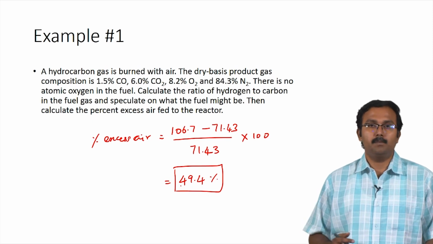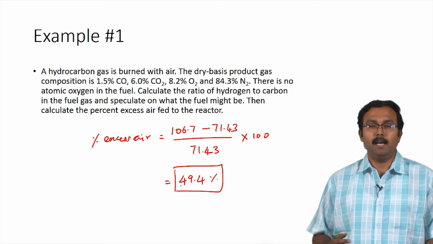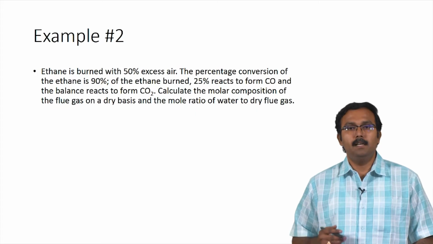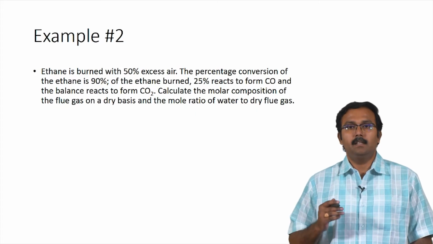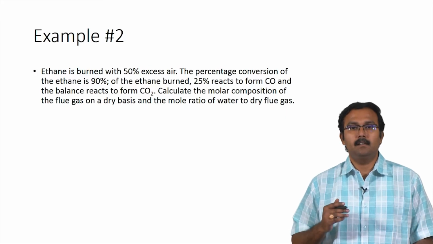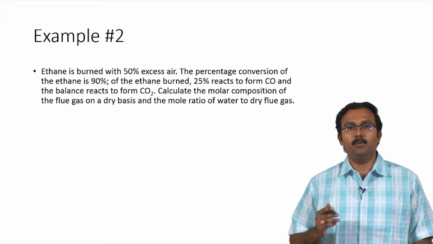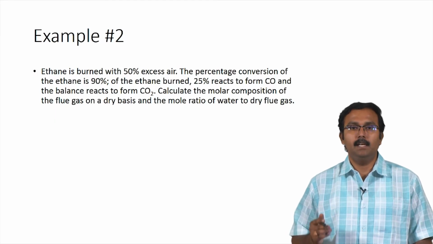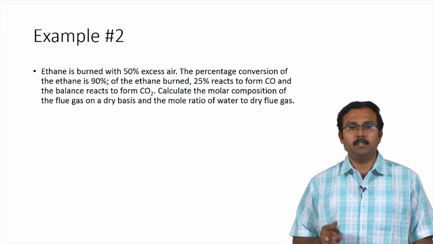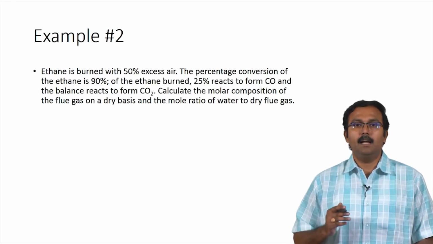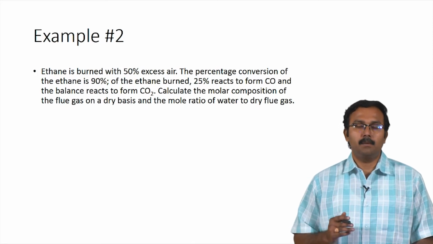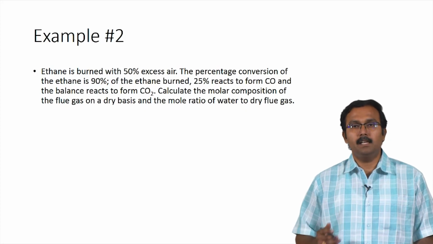Let us move on to the next problem and perform material balances for a new system. This example problem states that ethane is burnt with 50% excess air. The percentage conversion of ethane is 90%, and amongst the ethane which is burnt, 25% reacts to form carbon monoxide and the rest reacts to form carbon dioxide. Calculate the molar composition of the flue gas on a dry basis and the mole ratio of water per dry flue gas. So, this problem gives us a partial combustion reaction.